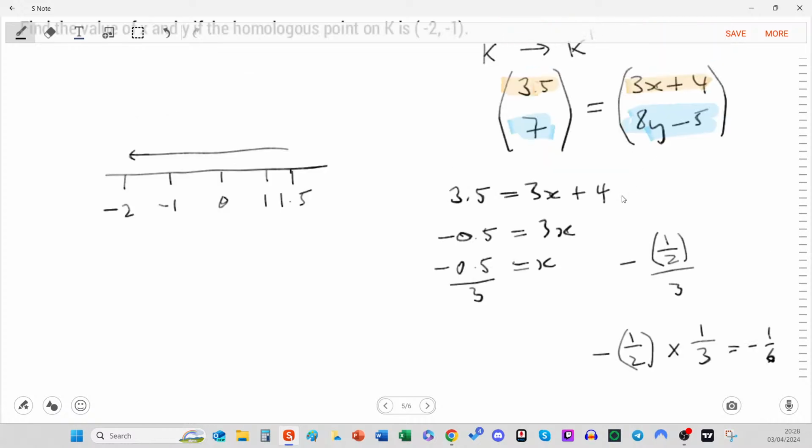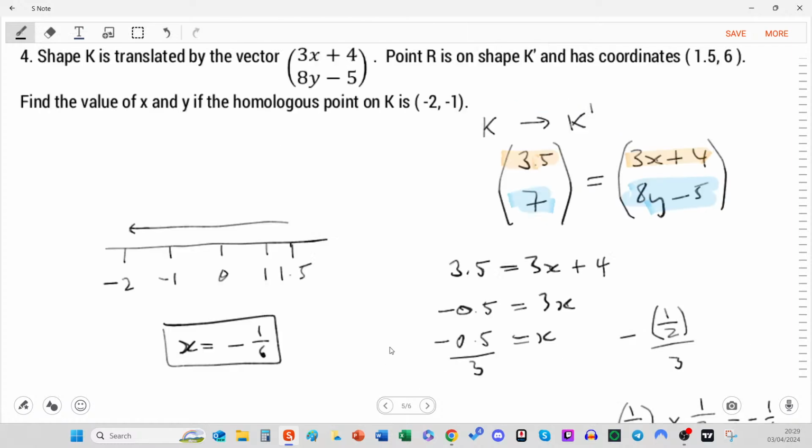Is that acceptable? Well, let's double check. If it goes into the equation, it should work. So 3 lots of negative a sixth is negative half. Taking off 4 from that is negative 3.5. It does work. This is the correct value for x. X equals negative 1/6. Nobody said it was going to be a nice number. It is what it is, and we trust the method.